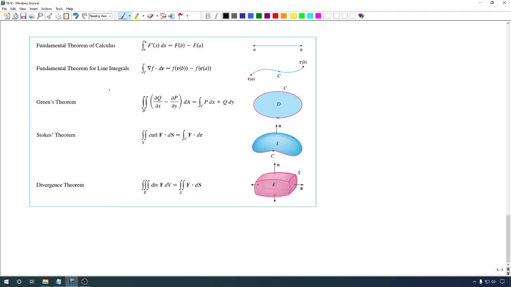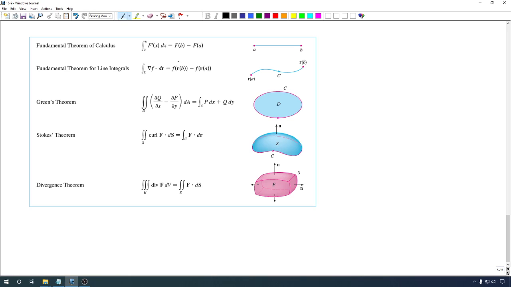So now we have 5 big theorems about integrals. The Fundamental Theorem of Calculus is from Calc 1, but these other 4 are from Chapter 16. And the main point here is that all these theorems relate the integral over some region to the integral over some boundary. So here we have the integral of P, or you could say P i plus Q j, over C, the integral of F over C, the integral of F over S. Those are all the boundaries of our regions here.